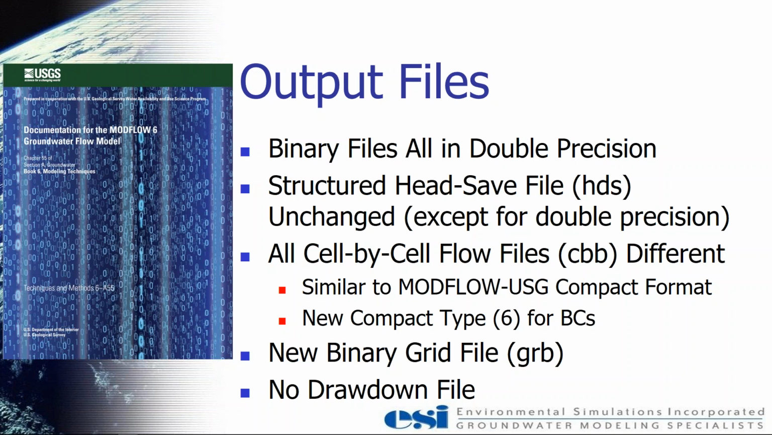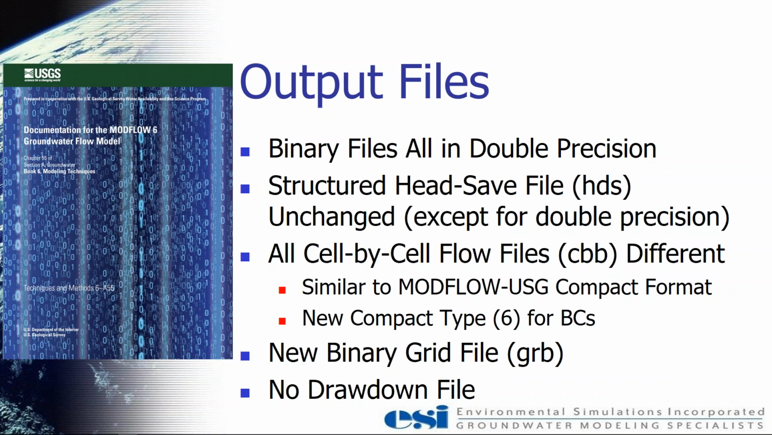The one file that remains relatively unchanged is for a structured grid. So if it's in row, column, layer order, the structured head save file has the same format except for the fact that the data are double precision. Cell-by-cell flow files are very different, especially for a regular grid. For a regular grid using rows, columns, and layers, unfortunately, the cell-by-cell flow files are written in an unstructured format. So it's a lot more difficult to read the cell-by-cell flows for a structured grid model. They're very comparable to the binary cell-by-cell flow files for MODFLOW USG.